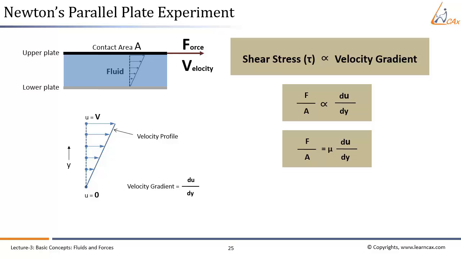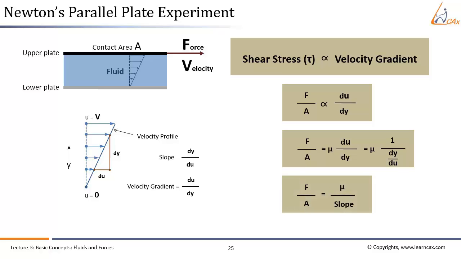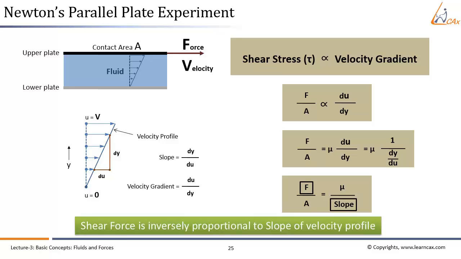Slope of this velocity profile is dy by du. The velocity gradient can also be expressed as the inverse of the slope. So the expression for shear stress can be modified as, this shows the shear force required to move a solid object through a fluid is directly proportional to the fluid's viscosity and inversely proportional to the slope of the velocity profile at that point.